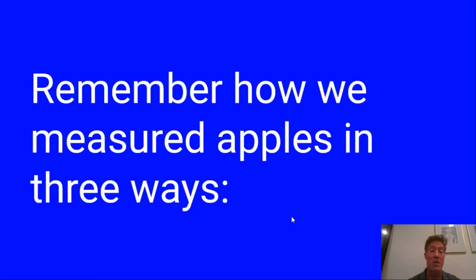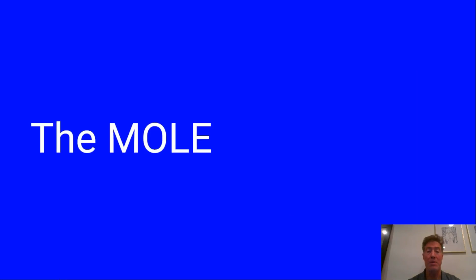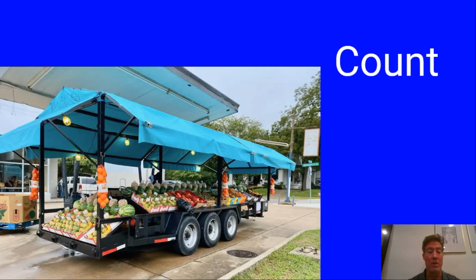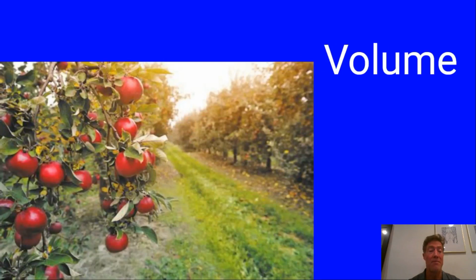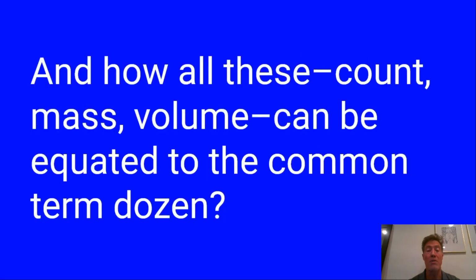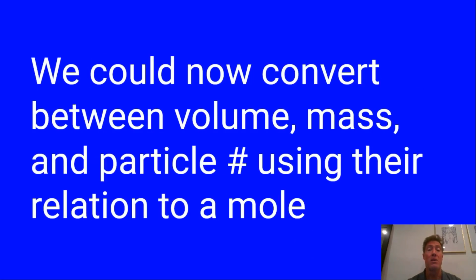That's how we measured apples. Remember, we did the same thing with apples. We could buy them by the count, we could buy them by weight, we could buy them by volume, and we related all 3 of those to the common term dozen. Remember, and now we can do the same thing with the same relationship with a mole.